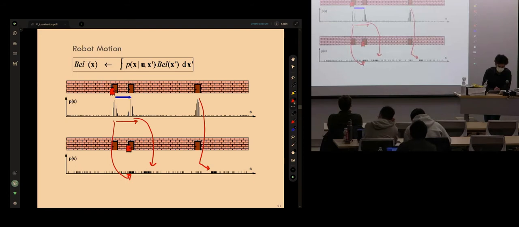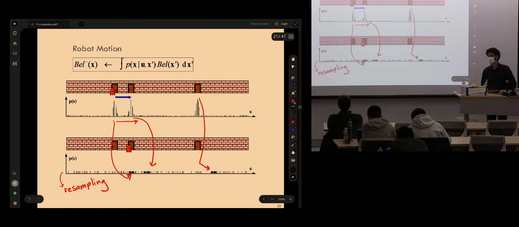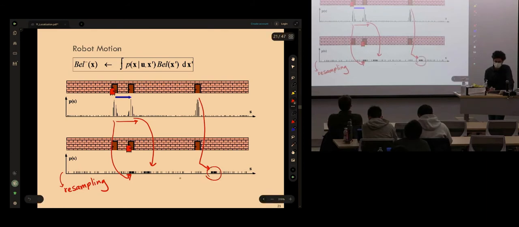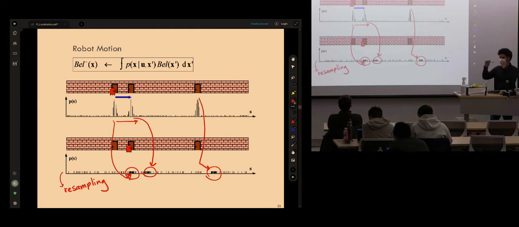And then if you do resampling, if you remember, after resampling, we normalize the weights. We have a fresh start. So all the weights are equal now. But we have more mass at these three points. So see how the motion is helping us to recover the position next time. Without the motion, we would not be able to distinguish between three doors.